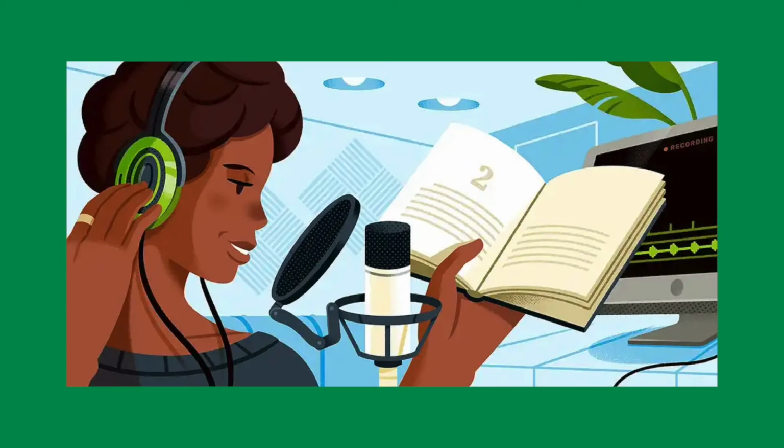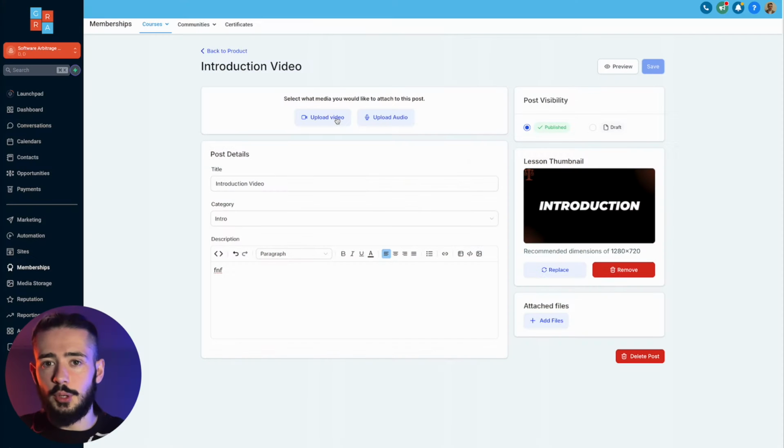You can also do the exact same thing for audio right here. Say, for example, if it was a free audio book that you're giving out or something along those lines, you want to upload whatever content's inside of here. You want to make sure that the post visibility is set to published.